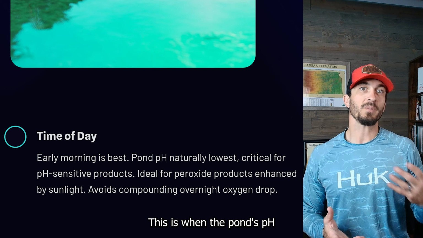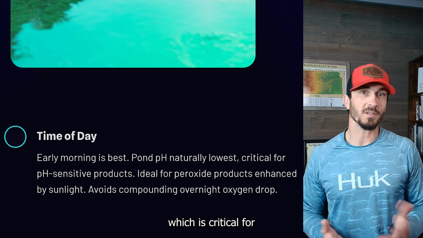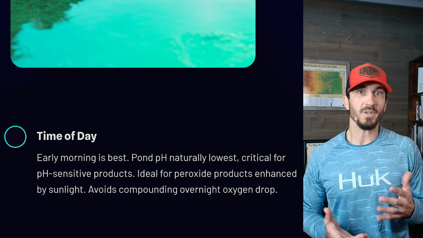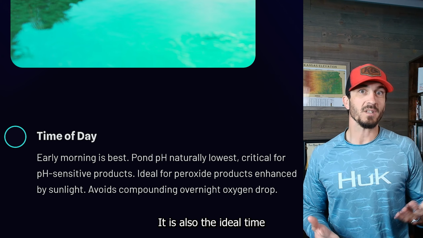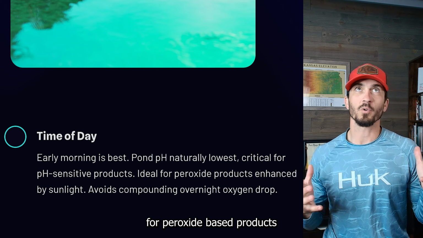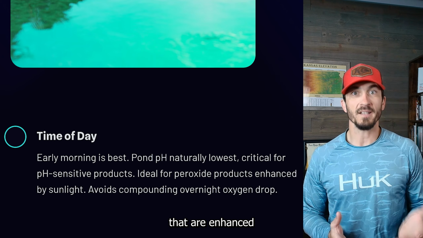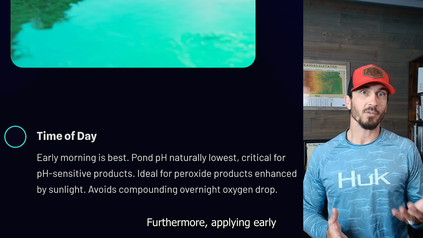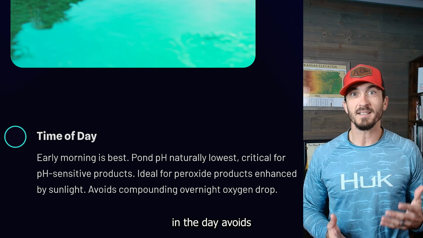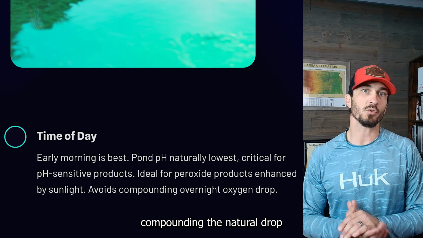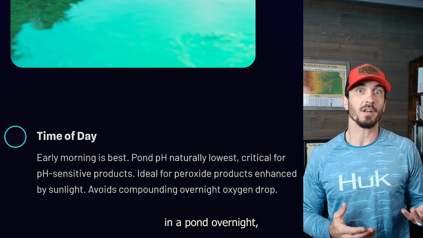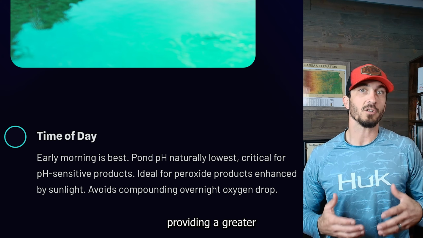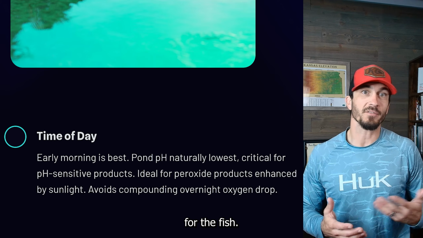This is when the pond's pH is naturally at its lowest, which is critical for pH-sensitive products like flumioxazin. It is also the ideal time for peroxide-based products that are enhanced by sunlight. Furthermore, applying early in the day avoids compounding the natural drop in dissolved oxygen that occurs in a pond overnight, providing a greater buffer for safety for the fish.